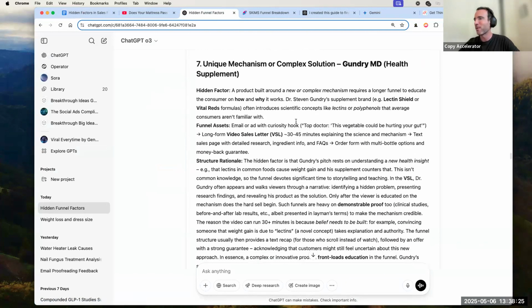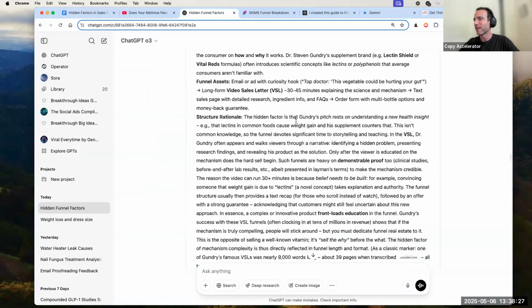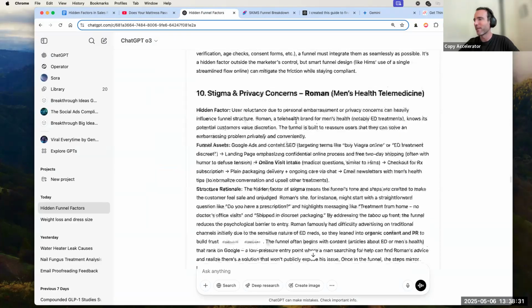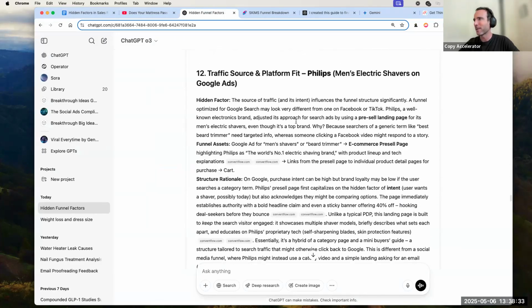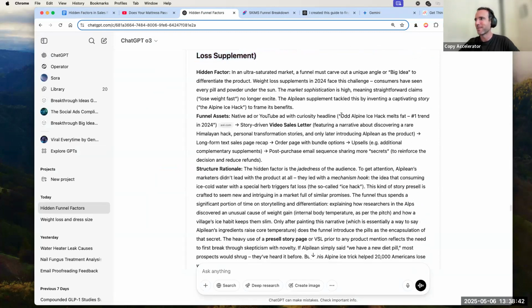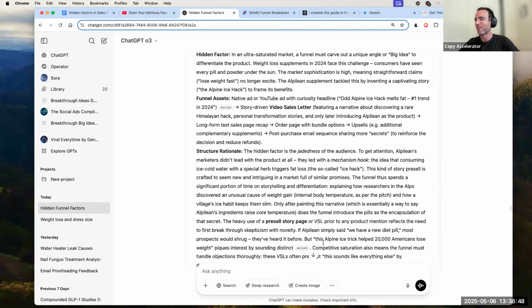The example it pulled actually has a bunch of good ones, Stansberry, all these things. I think it was this one that had Alpaline. Yeah, market sophistication, and it actually used Alpaline from ClickBank as an example, where everyone is doing these weight loss supplements on ClickBank. So how do you do that?